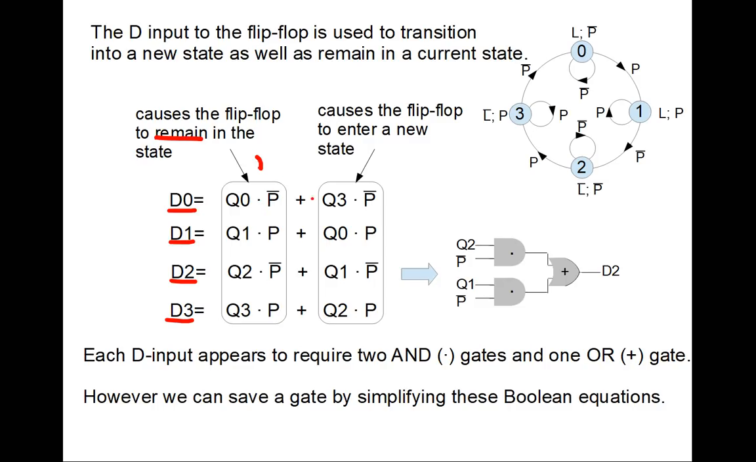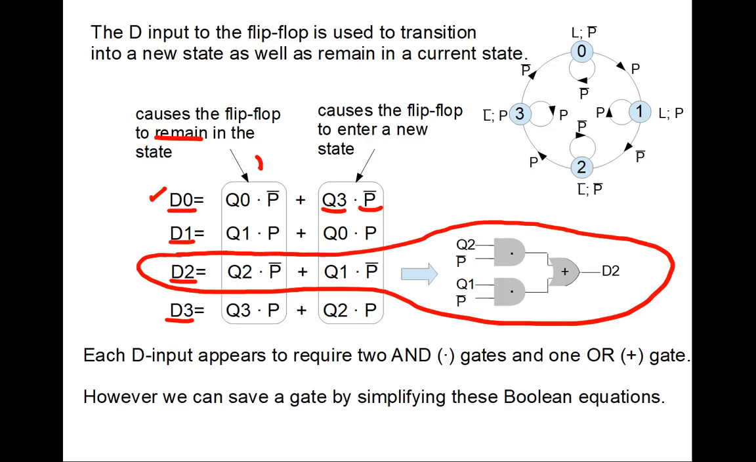And then to cause the flip-flop to enter a new state, we will use the results from the previous slide and say that we will enter, let's say, state 0 if we were in state 3 and the button is unpressed. So what this does is we can actually implement each one of these logic rows with something like this.